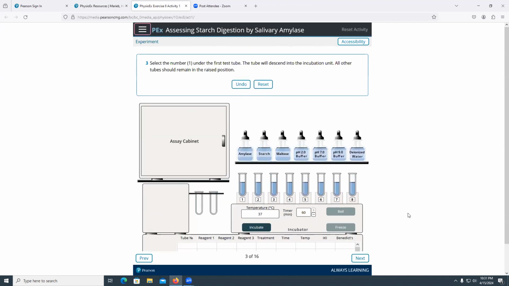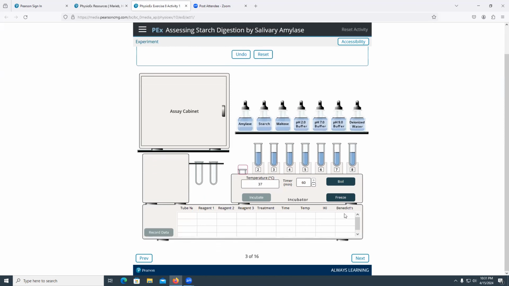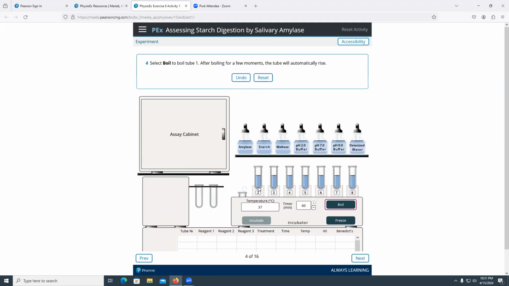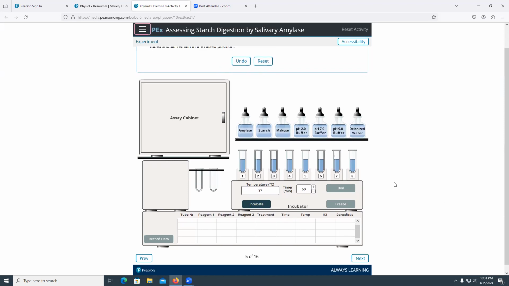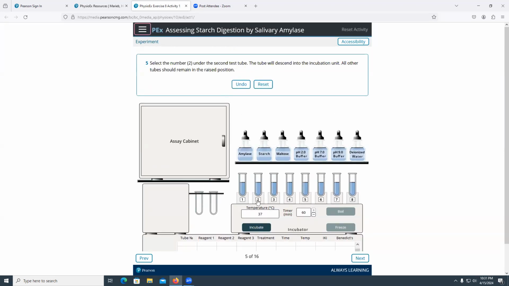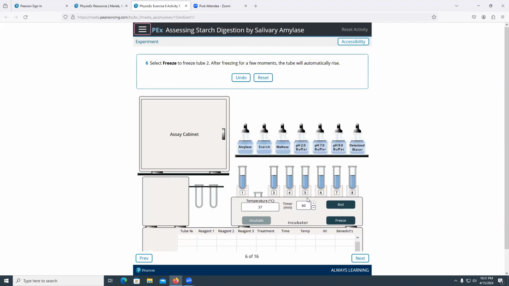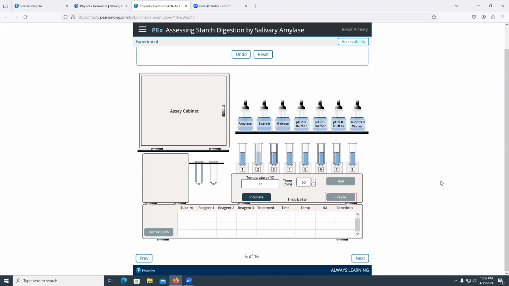Then I'm supposed to incubate them. Descend into the incubation unit. All the others should select the number 1. Should remain in the raised position. That happened. Then select boil. So now test tube 1, we're going to boil it. We have boiled it down, and now the reaction has finished. Then put the number 2. And then for number 2, we want to freeze now. So now we're testing temperature effect. So this one has been boiled, this one has been frozen.